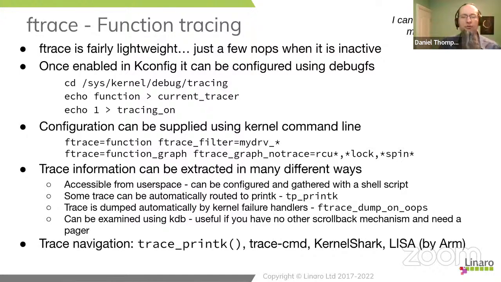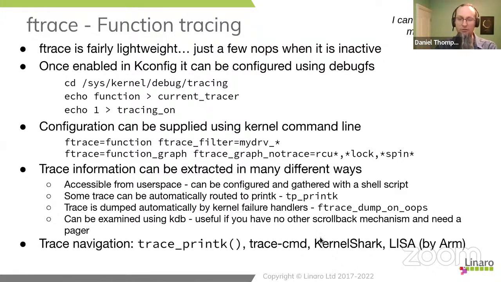Finally, when you've got this huge volume of trace, you need a way to navigate it. So trace print K is quite useful. That just allows you to inject a freeform string into the trace. If you've got that automated fail early device, it can say, I've passed, I've passed, I've passed, I've failed. And it can help you navigate the trace just by looking at particular things that have happened in the trace.